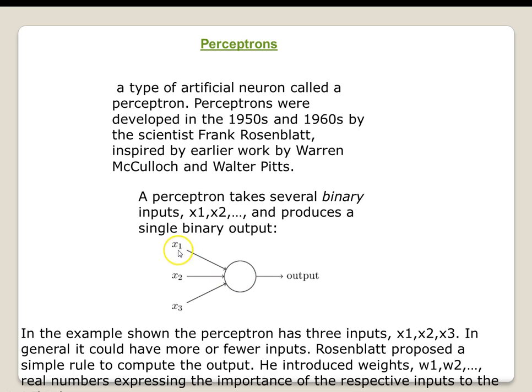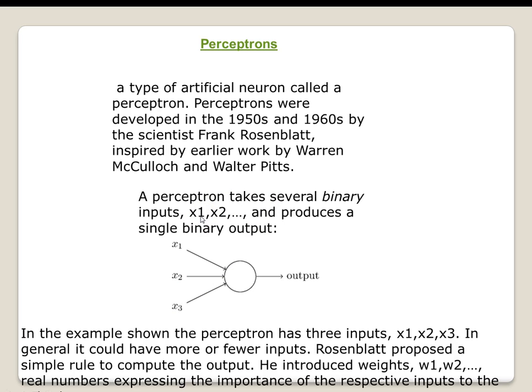In other words, we're going to take the different inputs, x1, x2, and so on, and send them into what we call a neuron, and that's going to output something based on what these are. Let's call it a perceptron. And these should be binary inputs.